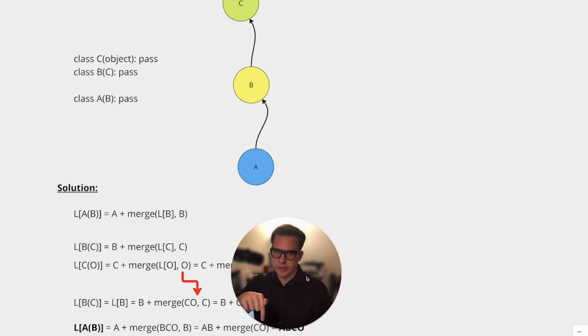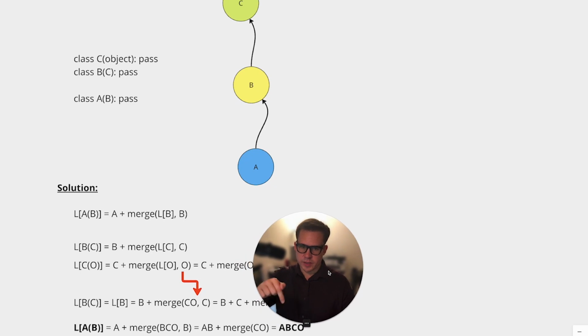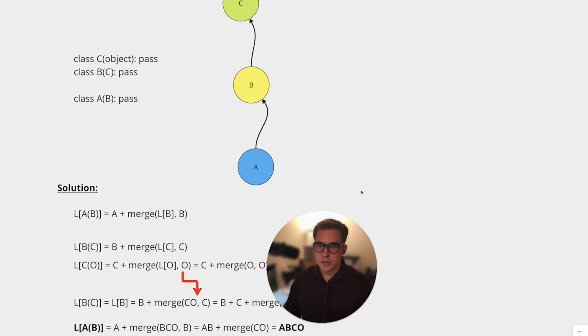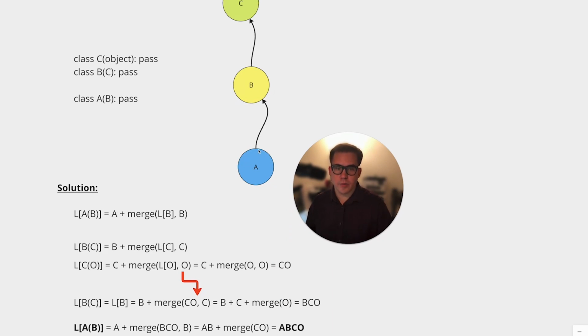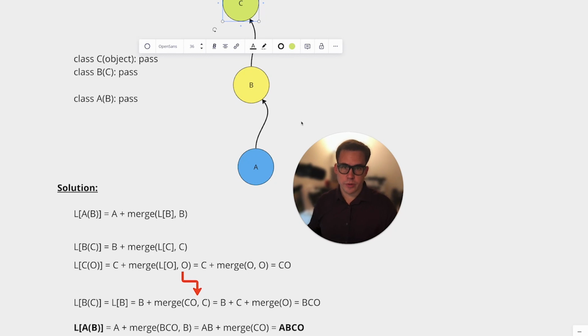And then you keep doing it with O. Is O a valid head? Yes, it's not in the tail. So you can kind of see how it will speed things up a little bit, right? So A, B, C, O. Okay. So that is it. That's the result. So when you call A, its hierarchy will be A, B, C, and then technically the object that we're not showing, which makes sense.